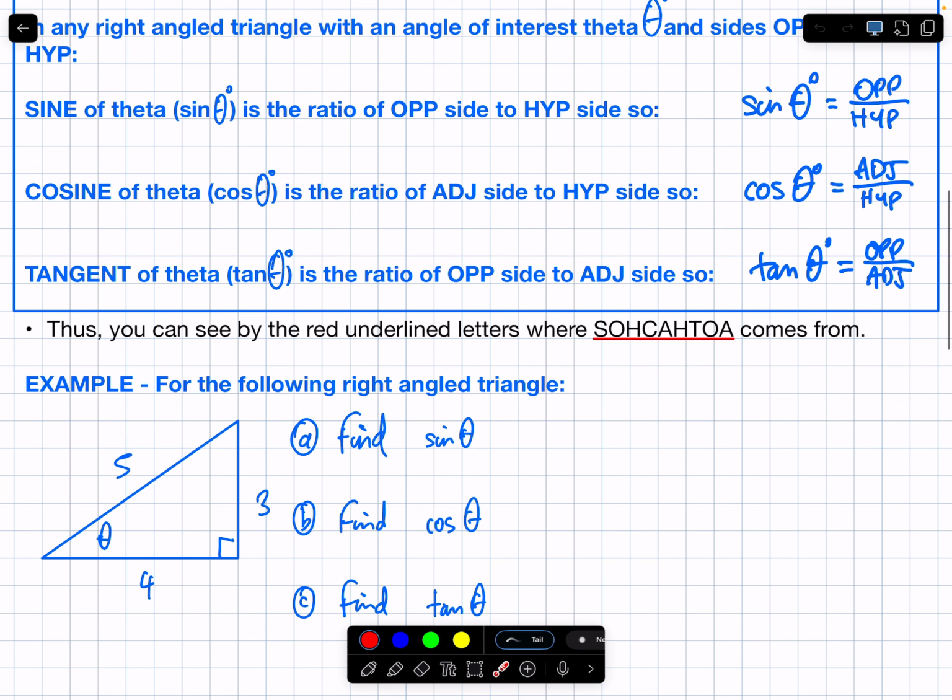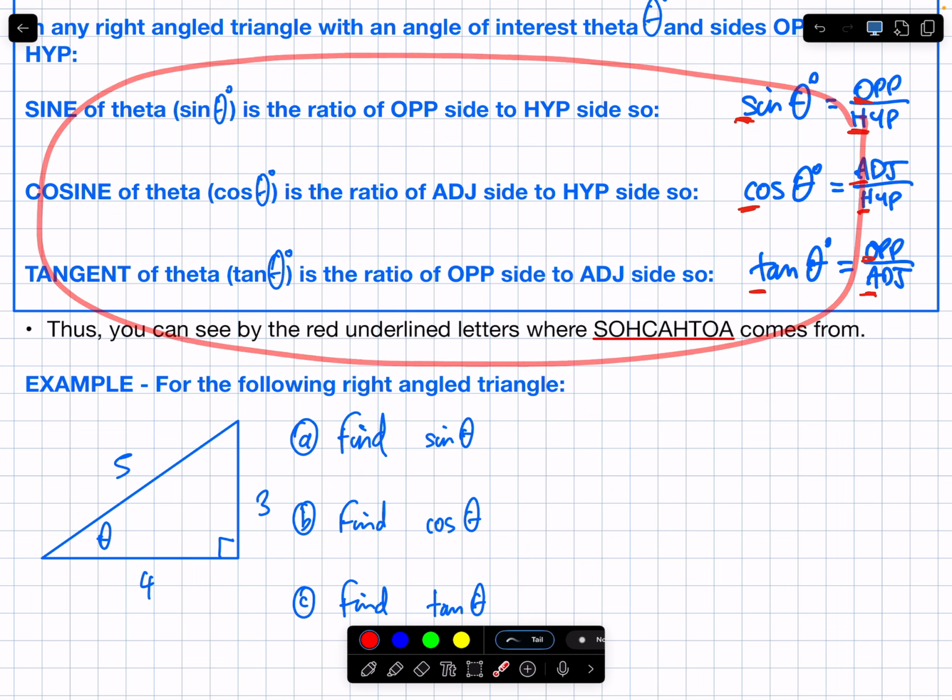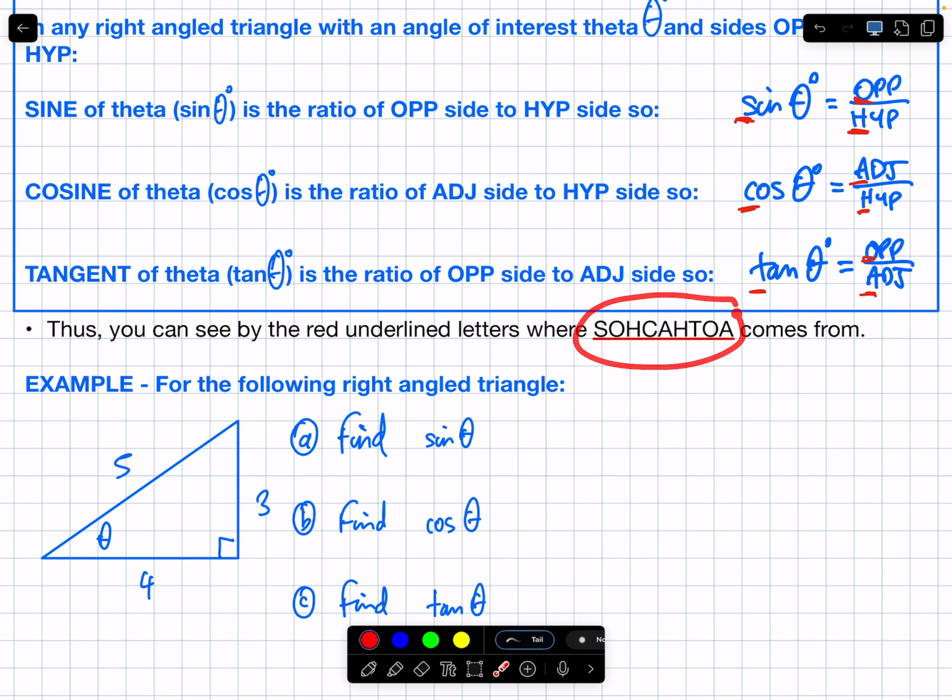Hopefully now you can see where SOHCAHTOA comes from, because if I underline S, O, H, that's SOH. If I underline C, A, H, that's CAH. And if I underline T, O, A, that's TOA. That's to help you remember these ratios. You could write all of that on your cheat sheet, but if you can cover it with just that and having experience practicing these questions, that's going to be a more efficient use of your cheat sheet space.